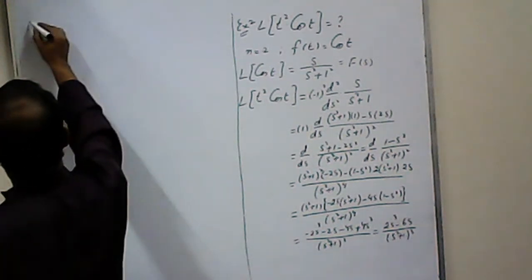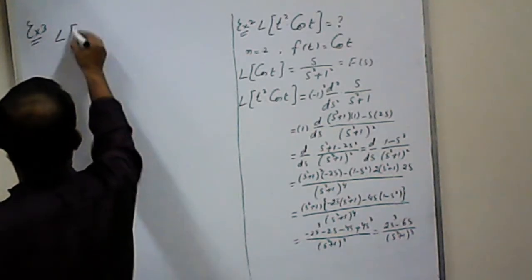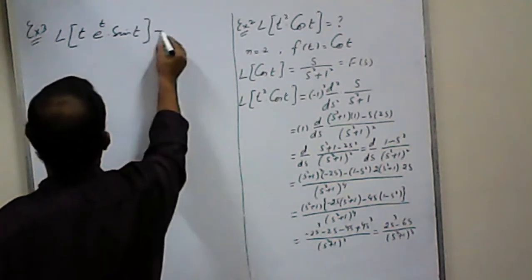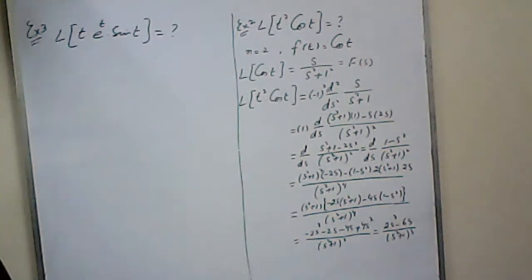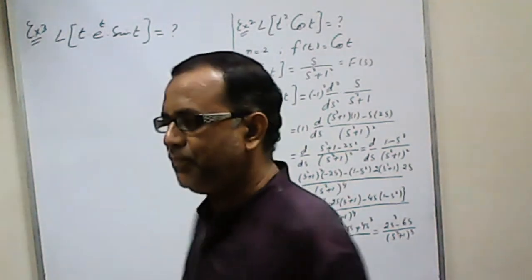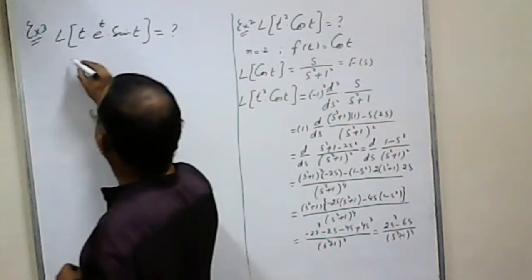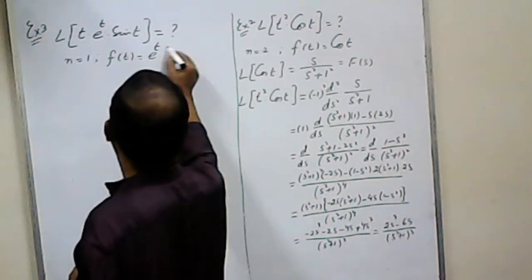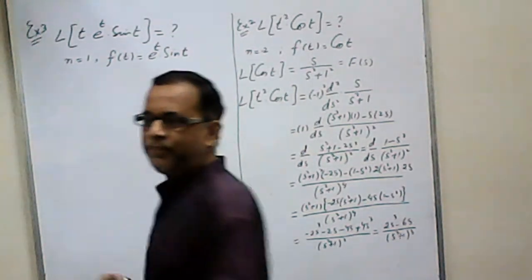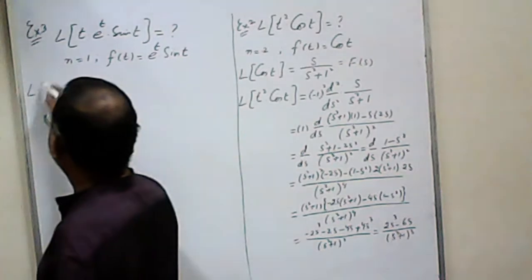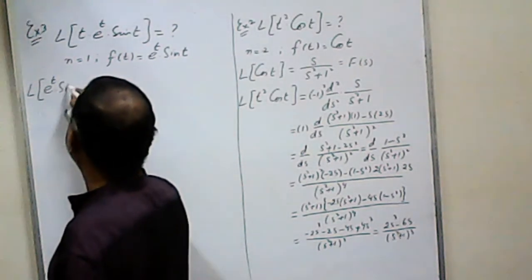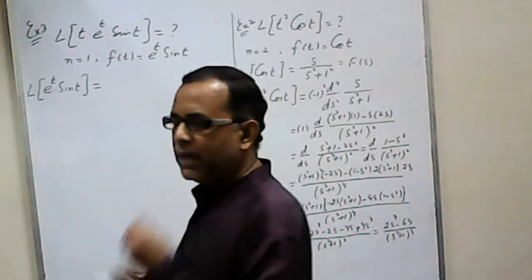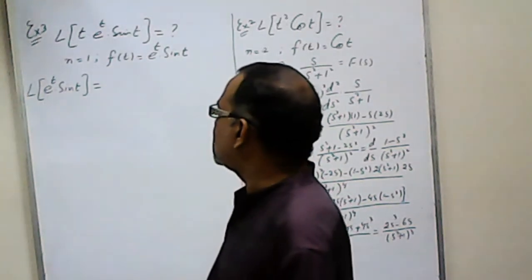Let's say we have example 3: Laplace of t into e power t into sine t. Let's say I have a product of 3 terms. So again, if I equate with the formula, n will be equal to 1 and function of t will be equal to e power t into sine t. So taking Laplace of e power t into sine t, we can directly apply the formula for e power at into sine vt.